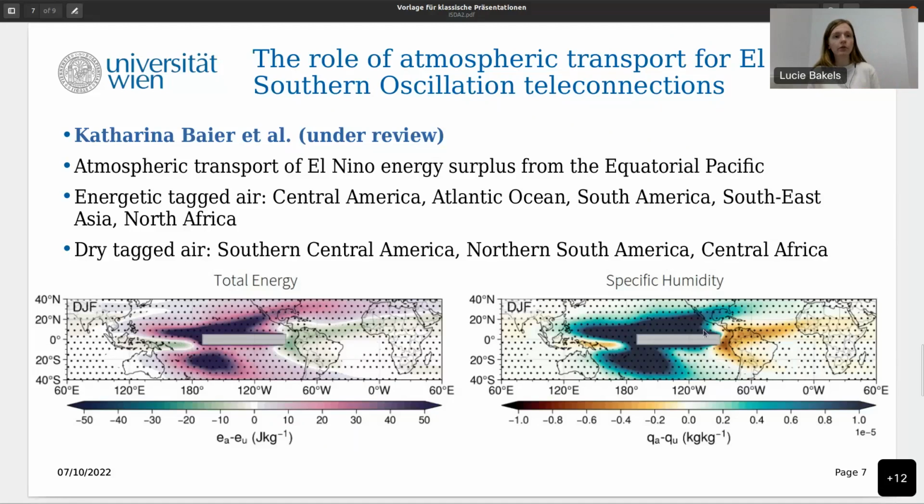On the right, the same is shown, but for the specific humidity. And here you see, for example, that air that originated from the equatorial Pacific is drier than other air in South and Central America. So Katharina Baier's paper describes in detail how this differs between El Nino and La Nina periods for different regions, including vertical profiles. So I strongly recommend you read it if you're interested once it's published, which probably will be soon.